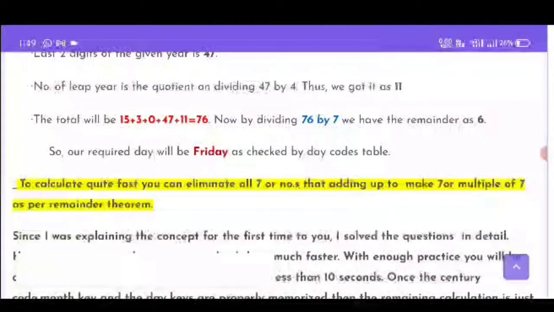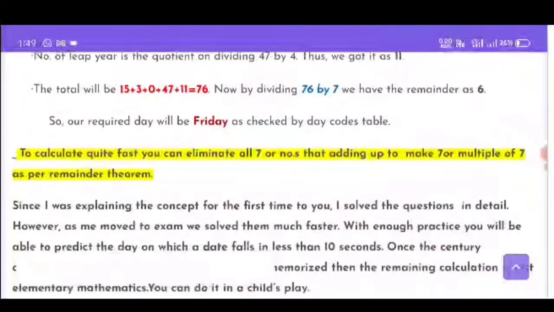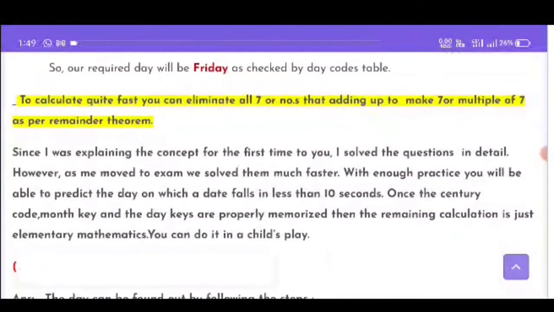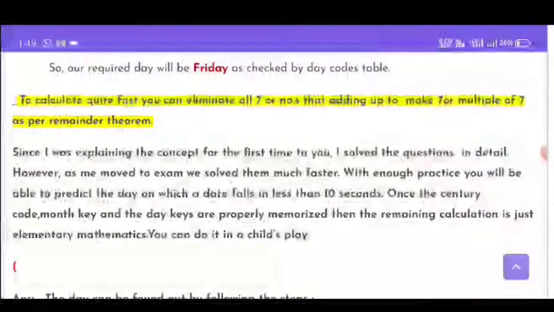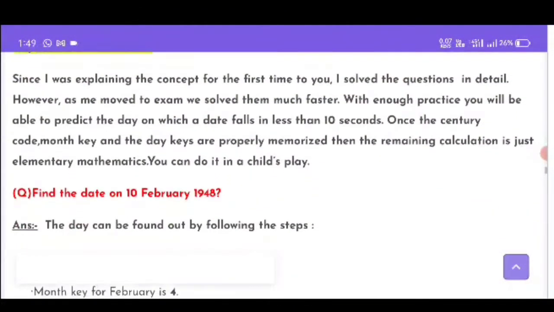To calculate quite faster, you can eliminate all 7s or numbers that add up to make 7 or a multiple of 7, as per the remainder theorem. I'll explain it later. Since I was explaining the concepts for the first time, I solved the questions in detail. However, in competitive exams or one-day exams, we solve them much faster than I said.